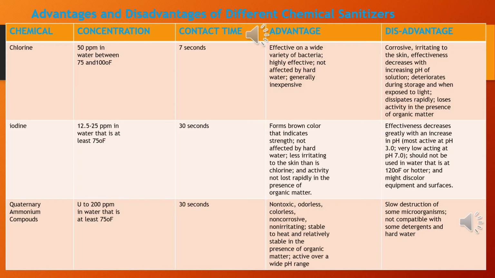Now let's go to advantages and disadvantages of different chemical sanitizers. First, we have chlorine. Its appropriate concentration will be 50 parts per million in water between 75 and 100 degrees Fahrenheit. Its appropriate contact time will be 7 seconds. Its advantages: effective on a wide variety of bacteria, highly effective, not affected by hard water, generally inexpensive.